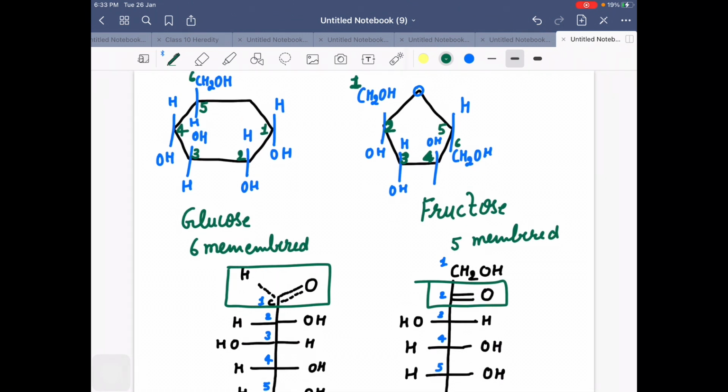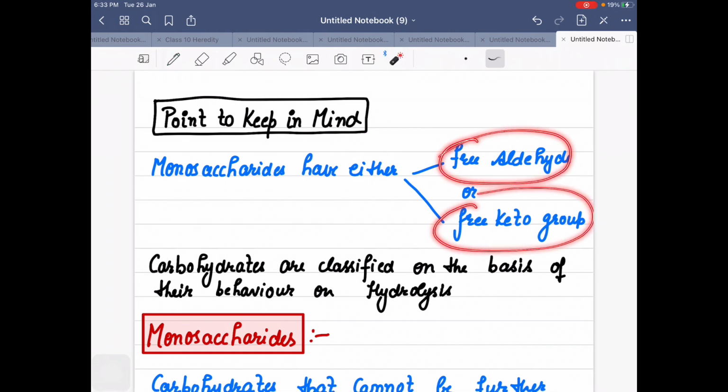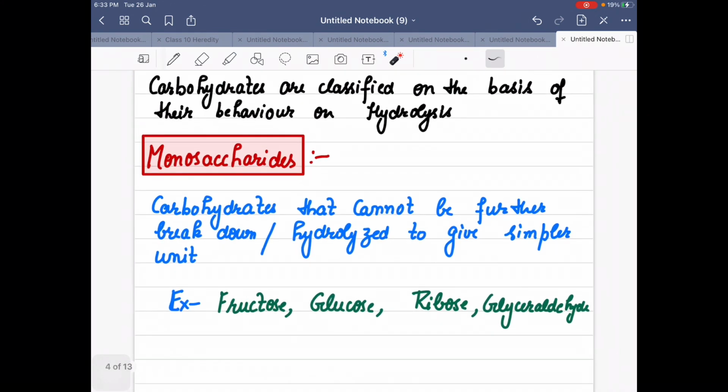So these are the things you need to understand when you draw the structure of glucose and fructose. Now comes another thing: monosaccharides usually either have a free aldehyde group or a free keto group. Now I am going to introduce you to two main things, hydrolysis as well as dehydration synthesis. Can you break down monosaccharides into further simple units?